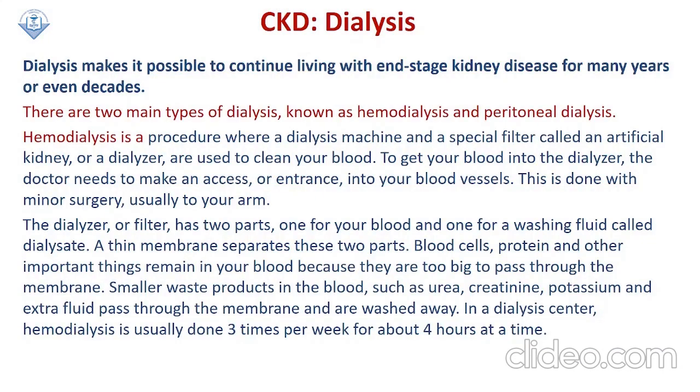The next method of treatment is dialysis. Dialysis makes it possible to continue living with end-stage kidney disease for many years or even decades. There are two main types of dialysis: hemodialysis and peritoneal dialysis. Hemodialysis is a procedure where a dialysis machine and a special filter called an artificial kidney or dialyzer are used to clean blood instead of your own kidneys, which don't work at all.